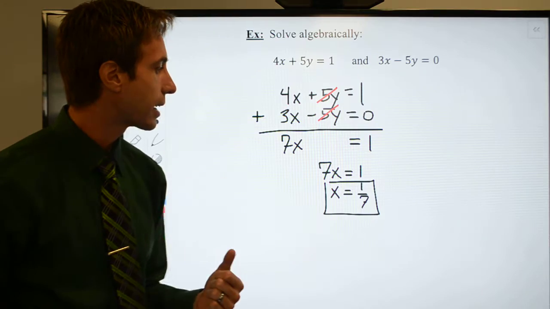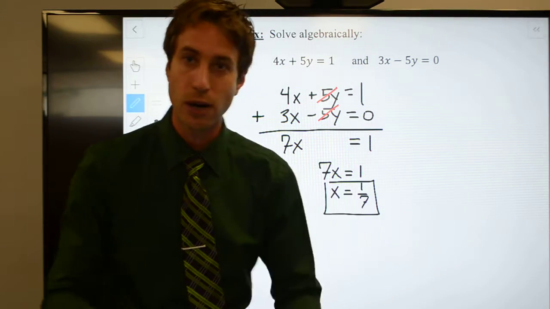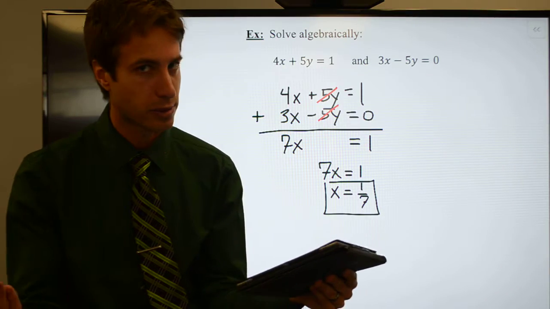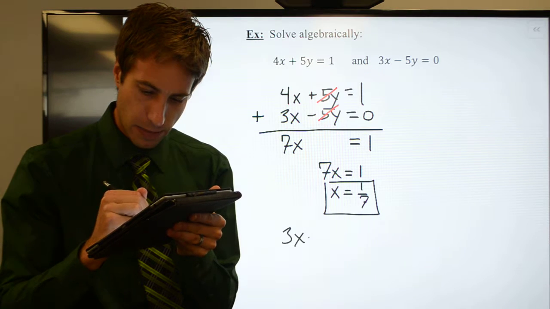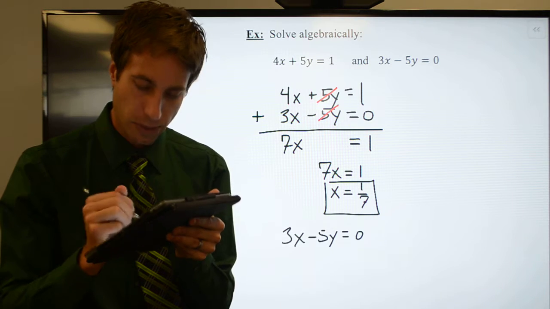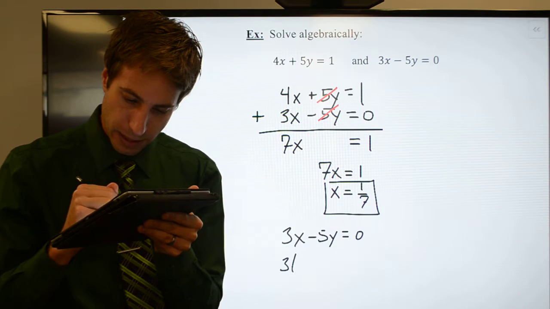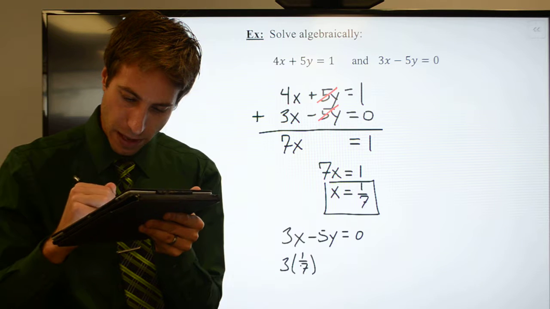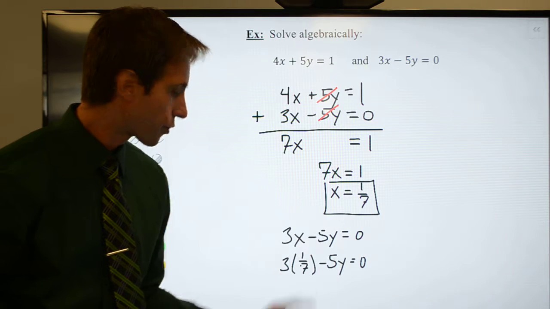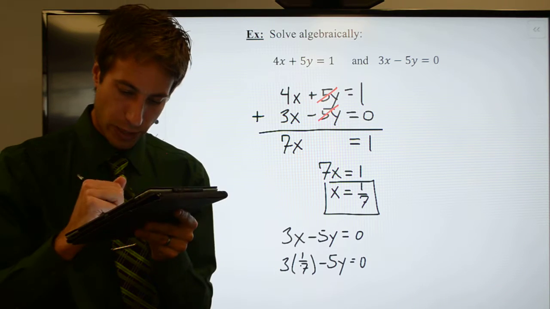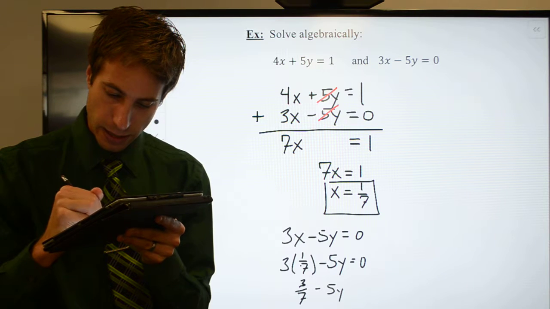But I do like generally to work smarter, not harder. And since this equation is equal to 0, sometimes it's a little easier to do math with zeros. So that's the one I'm going to pick. We're going to do 3x minus 5y is equal to 0. I'm going to plug in what I know x to be equal to. So 3 times 1/7 minus 5y is equal to 0. Okay, great. Well, 3 times 1/7 would be 3/7. Minus 5y is equal to 0.